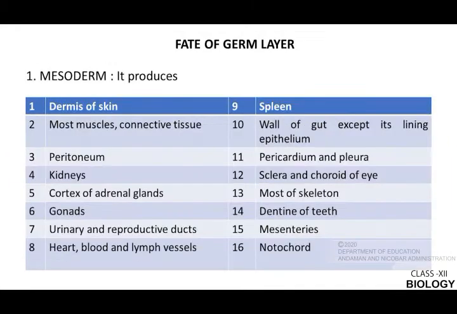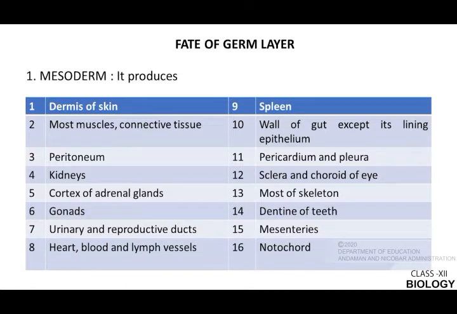So the next is mesoderm, which is present between the ectoderm and endoderm, which produces dermis of skin, most muscles, that is connective tissues, peritoneum, kidney, cortex of adrenal gland, gonads, urinary and reproductive ducts, and heart, blood and lymph vessels, spleen, wall of gut and pericardium and pleura, sclera and choroid of eye, most of the skeleton, dentine of teeth. These are the notochords. These are the things which are developed from the mesoderm.